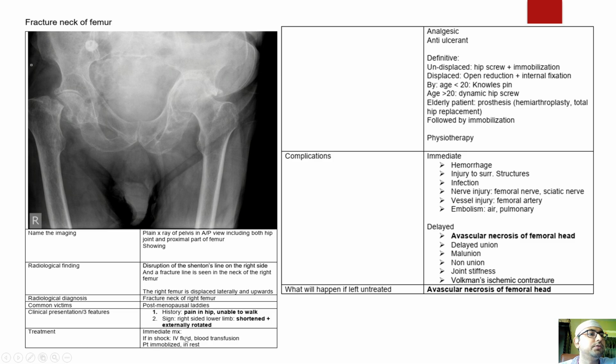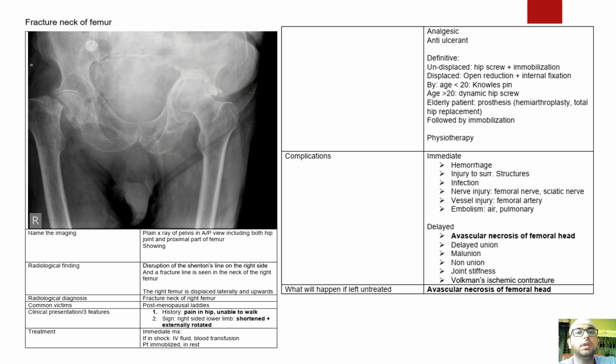And so what is the treatment? Management: if it's in shock, then IV fluid, blood transfusion, patient immobilization and rest, and analgesics because the patient has tremendous pain, and anti-ulcer. And definitively, if undisplaced, that is hip screw plus immobilization. And if displaced, in that case, open reduction, internal fixation.